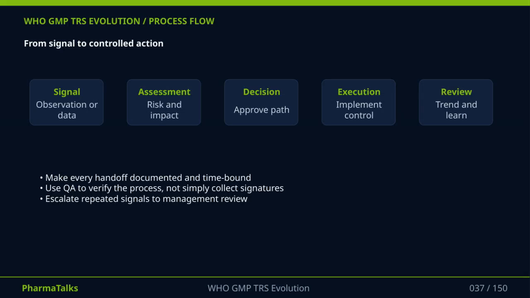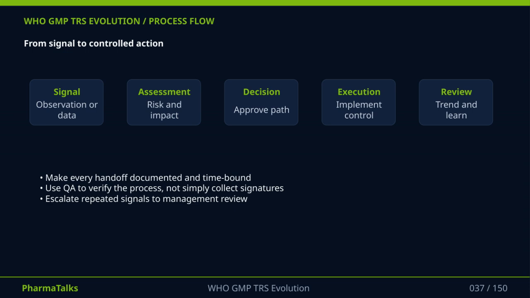Here we see the evolution and process flow of GMP TRS, illustrating how we move from an initial signal to a controlled action. It starts with the signal itself, which may come in the form of an observation or data point indicating a potential issue or area for review. From there, a thorough assessment is conducted to evaluate the risk and impact associated with that signal. Based on this assessment, a decision is made to approve the next steps or path of action.